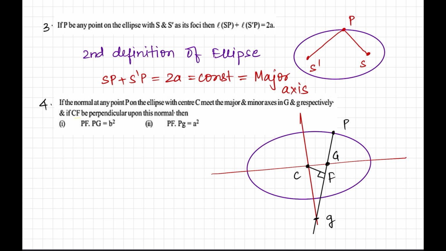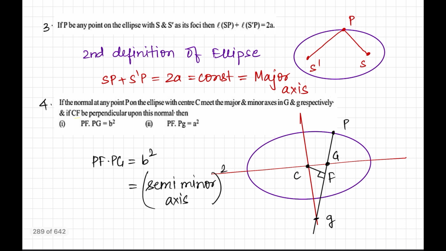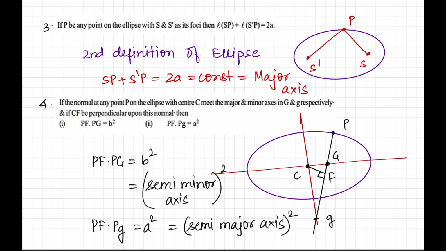Now according to this property, अगर हम PF और PG के डिस्टेंस को मल्टीप्लाई करते हैं, so PF into PG, this is equal to small b square, that is semi minor axis का स्क्वायर. एंड सिमिलरली अगर हम PF और Pg को मल्टीप्लाई करते हैं, we get a square. So this is this important property of ellipse. Moving on to the next property.